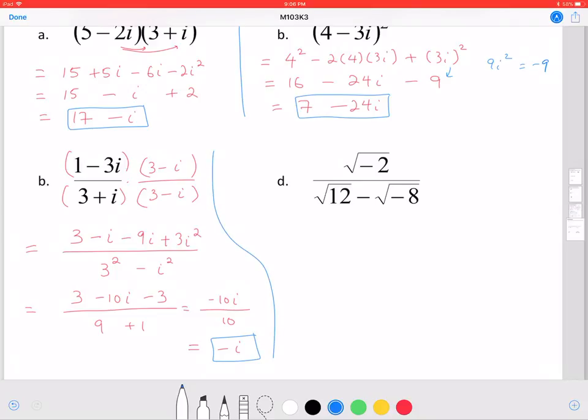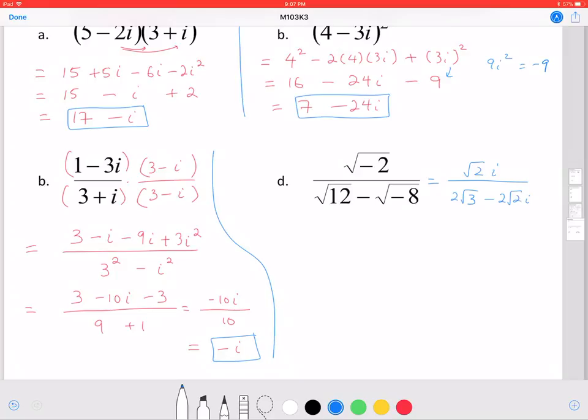Part D is similar to part B, just that it hasn't been written in i form. So let me do this one. Negative square root of negative 2 is negative square root of 2i. And square root of 12 is going to be 2 square root of 3, minus square root of negative 8, which is square root of 8i, which is 2 square root of 2i. So that's what we have.